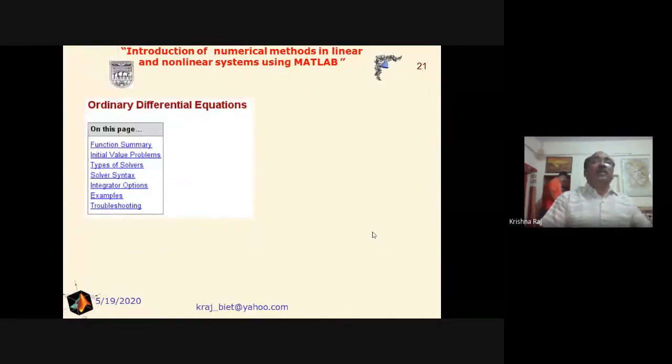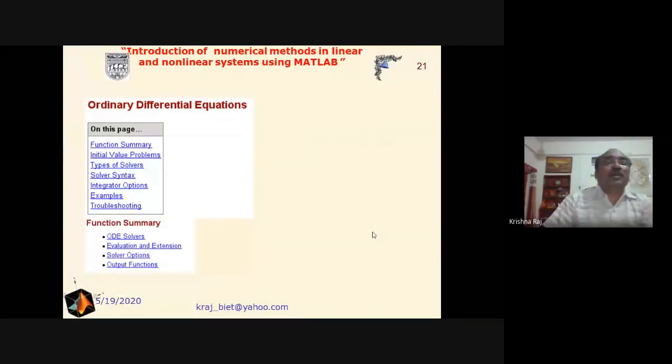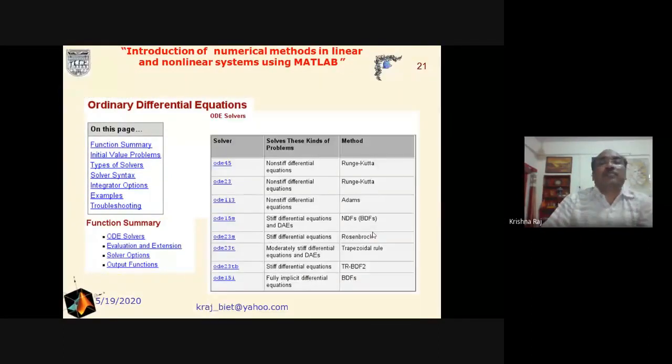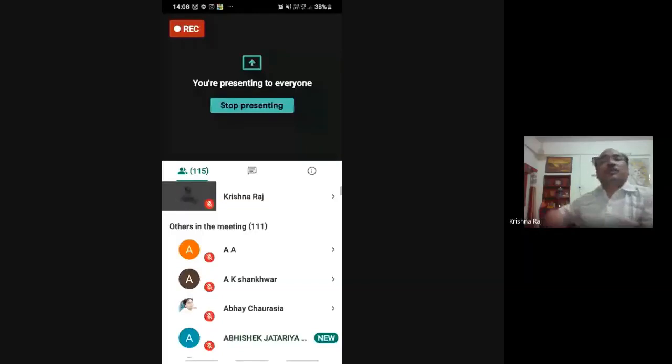Now, if we consider the ordinary differential equation, the solution of the ODE. For the ordinary differential equation, there are different solvers depending upon the different methods. The commands which are used in order to solve the ordinary differential equations are ode45, ode23, ode113, ode15s, ode23s, ode23t. These are the commands which are used in MATLAB to solve the equation. They depend upon each case.